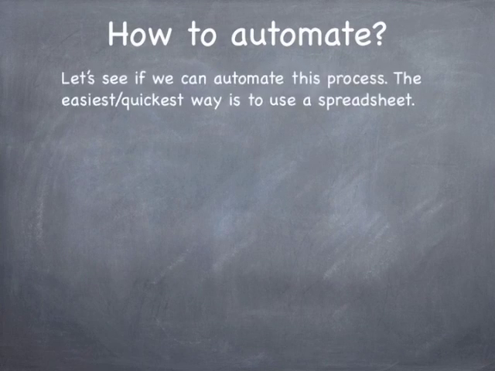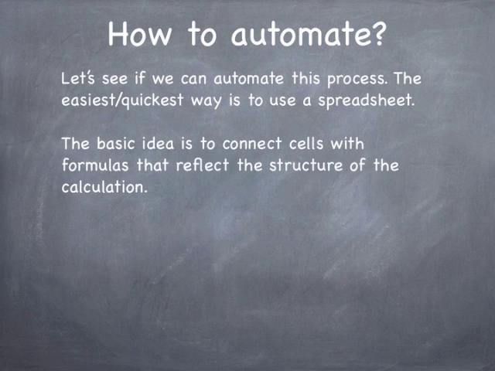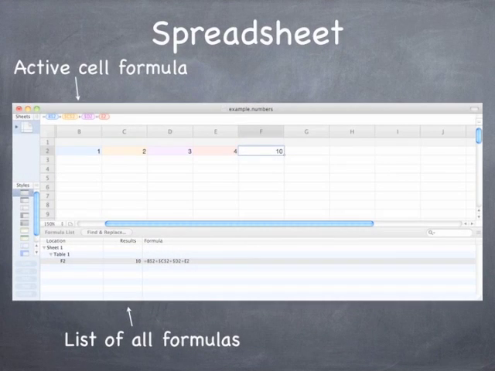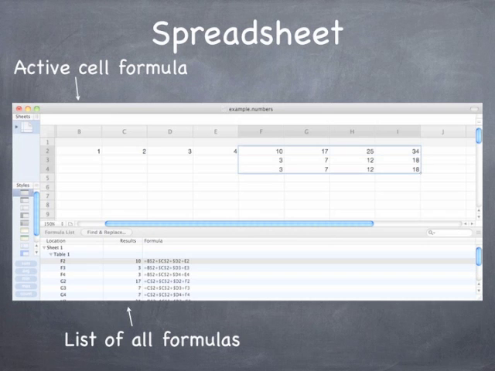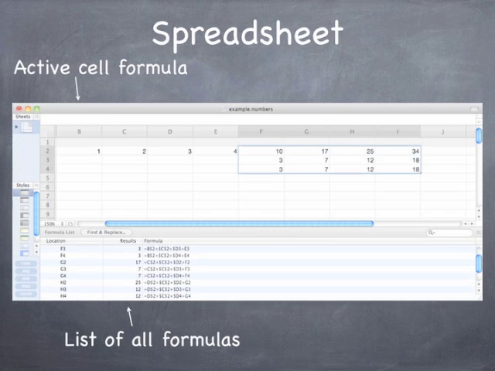How do we compute this kind of thing on a computer? So the easiest way to do it is to use a spreadsheet. And the plan is to connect together cells in the spreadsheet in order to achieve some computation. So the way it works is you'll notice that you can type formulae into cells. You can put a different formula into each cell that computes a number that depends on the contents of other cells.